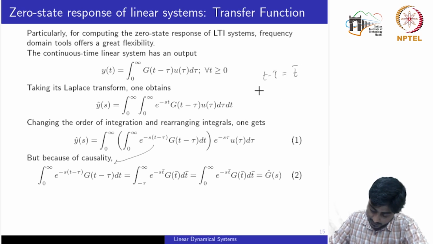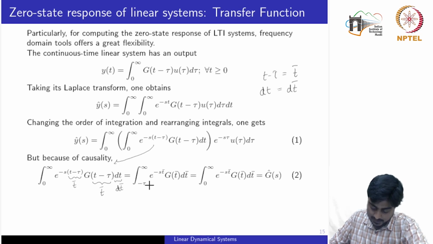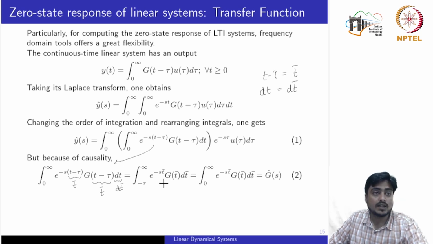Now if we take the derivative of this one, it would be dt. Since tau is not a function of capital T, that term would be 0, and here we would have dt bar. So dt would be replaced by dt bar, and t minus tau is replaced by t bar. So this t minus tau is t bar, this also is t bar, and dt is dt bar. This is what is written in the second, in the middle of this row.